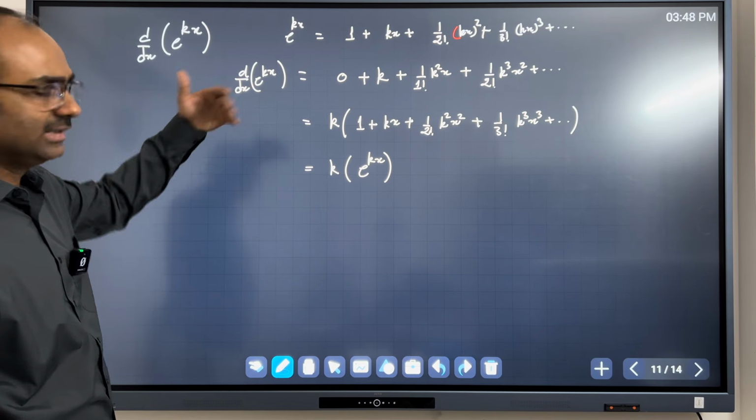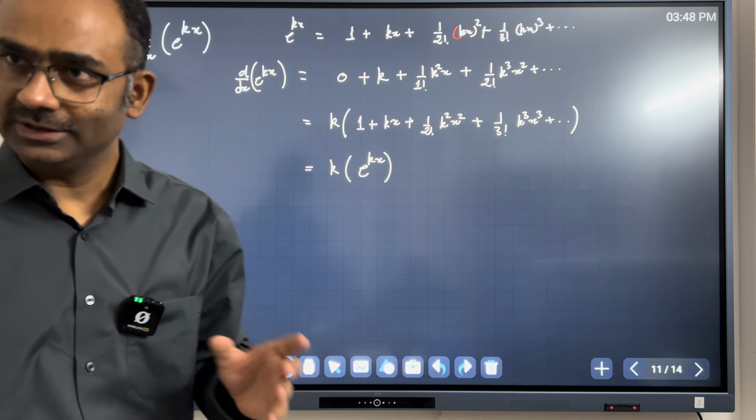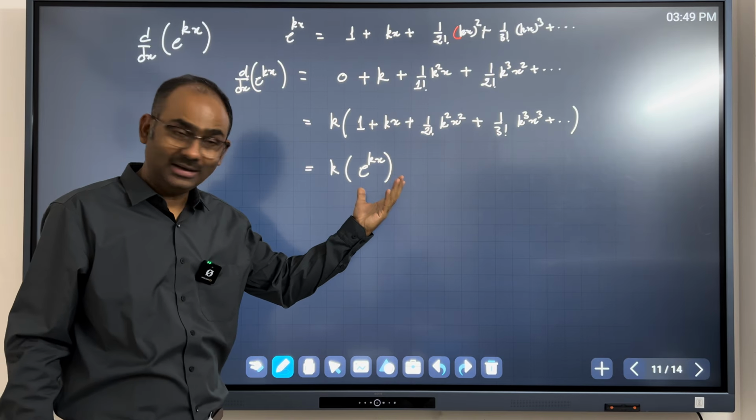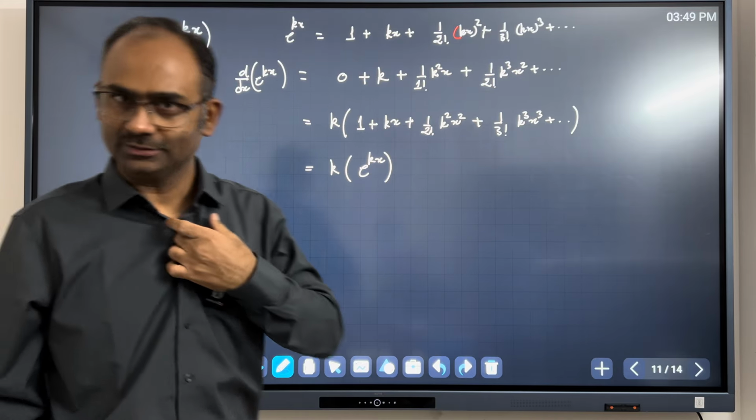So if you had just e to the x, differentiating gives you e to the x. But if you have e to the kx, differentiating it still gives you e to the kx. But that k also comes out. Okay? That's what we have seen.